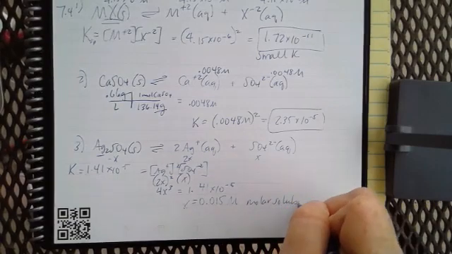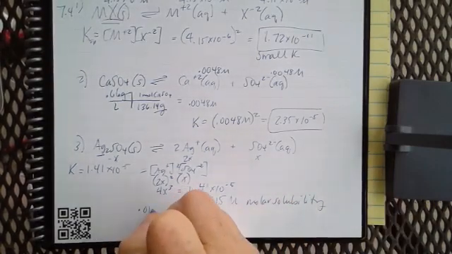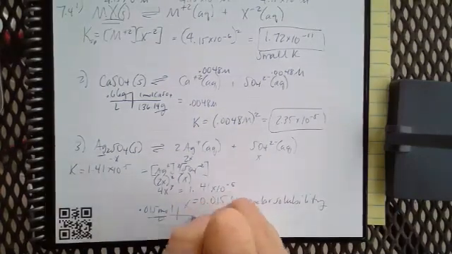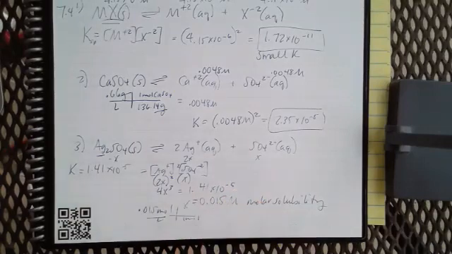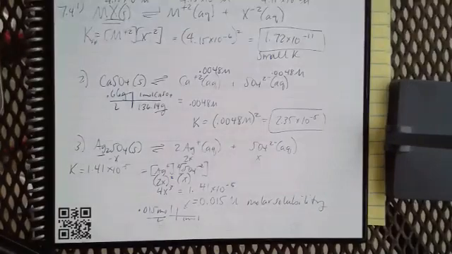And then there's a second part where it says change that into grams per liter. So it'd be 0.015 moles per liter times 1 mole. We're going to multiply that by the molar mass of silver sulfate. And my molar mass calculator. Yeah, whatever that molar mass is.